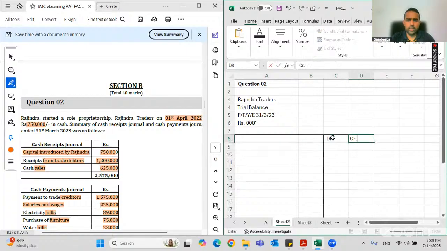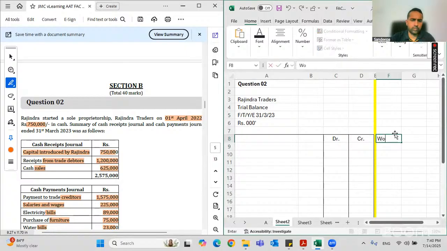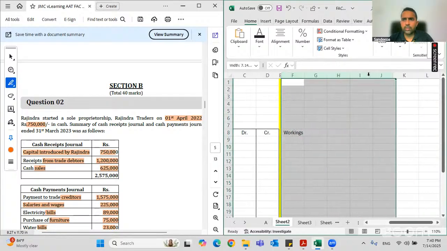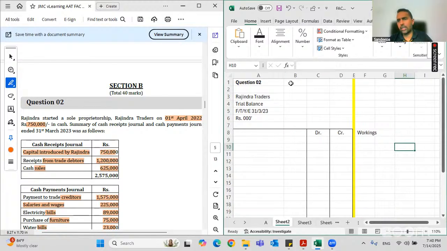Debit and the credit. For me to have the workings, let me take the workings here. So we have the trial balance as well as the workings we have prepared. Right. We'll start with the first one.